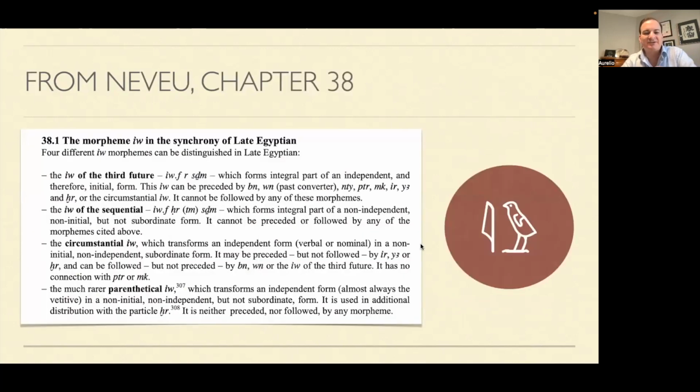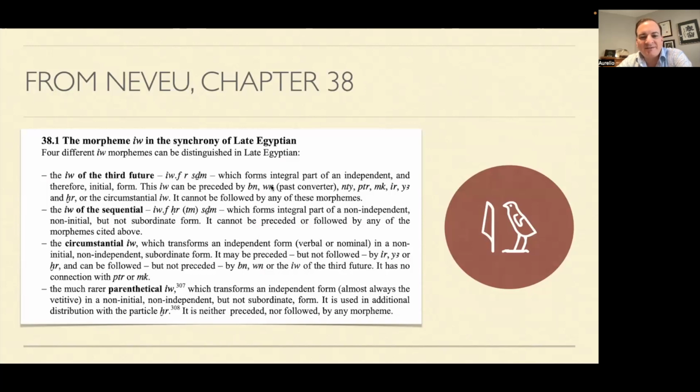Maybe one last thing I wanted to point out, a direct quote from the book. There are multiple iw forms. There is an iw of the third future, namely iw ir sedjem, he will hear. And this is basically an independent sentence. This can be starting a section. So that's an independent iw, an initial form, as he would put it. And why is that important? Well, it's important because often the r is missing. So you just have iw sedjem, and you're not completely sure what it is.